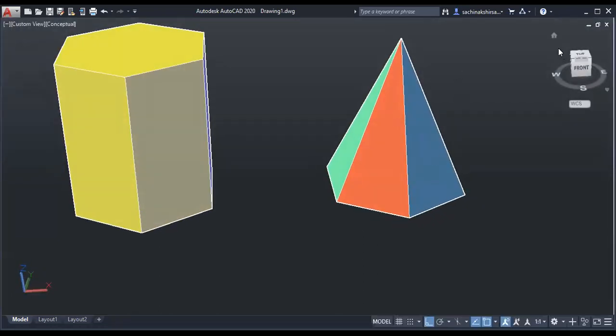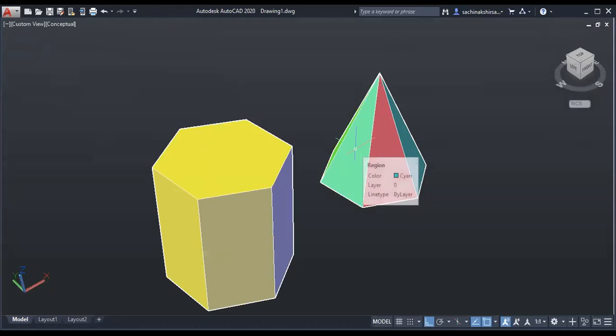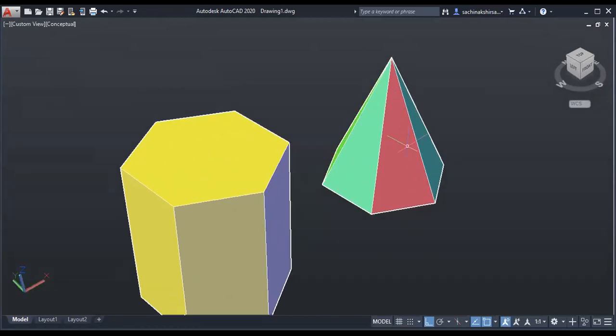So simple question will be asked. This is most important understanding. So prism is bounded by what type of flat surfaces? Rectangular. And pyramid is bounded by what type of flat surfaces? Triangular.